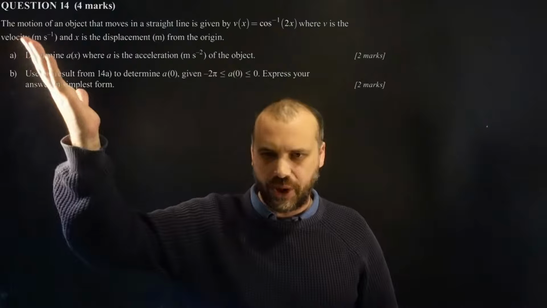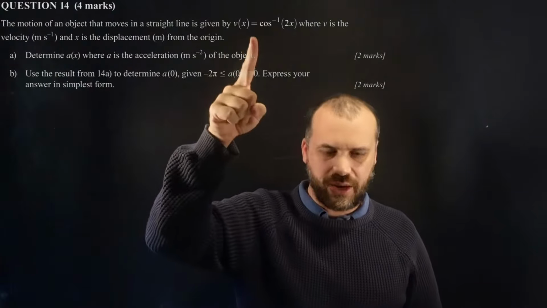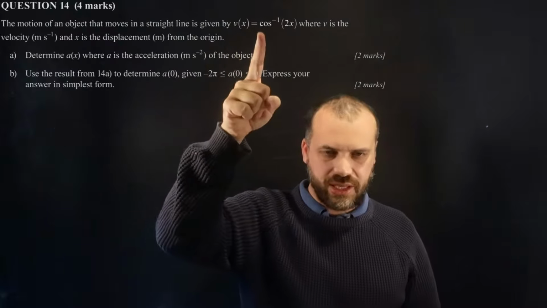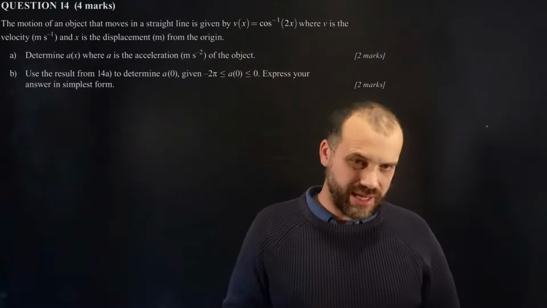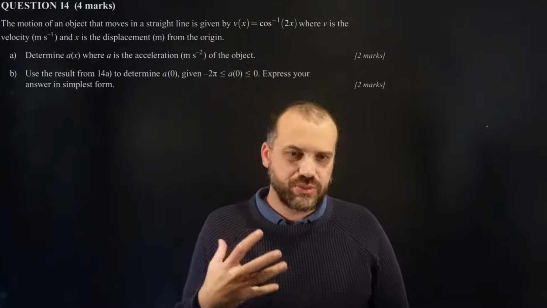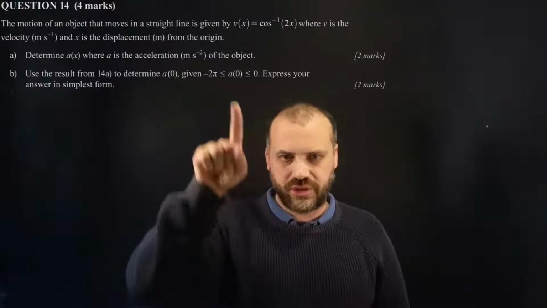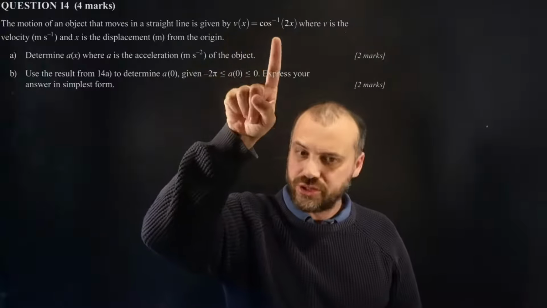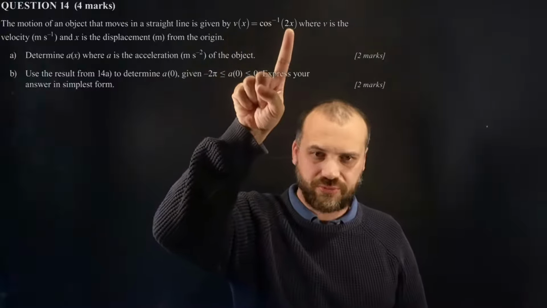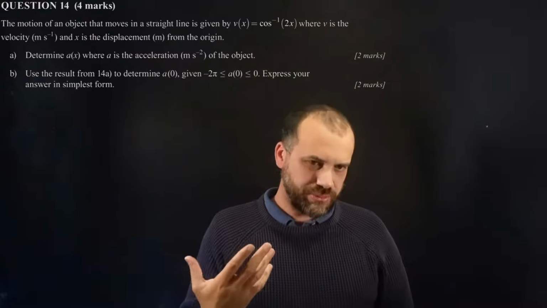We've got some sort of motion of an object moving in a straight line, and we've got this: velocity equals inverse cos 2x. That's interesting. This is what makes it a specialist maths question, right? Because we've got velocity not in terms of time, but in terms of displacement. That's what makes it tricky.